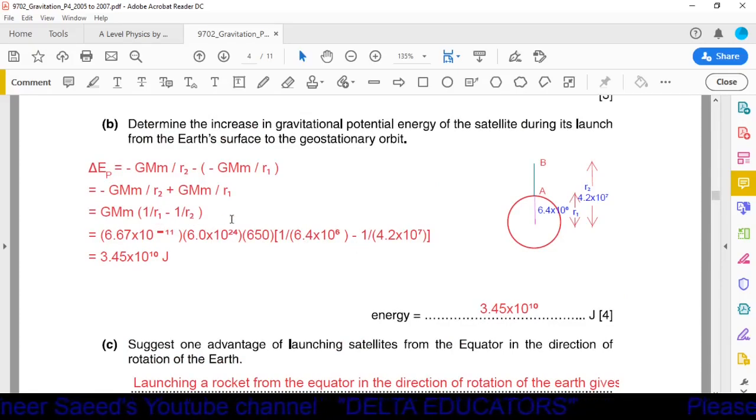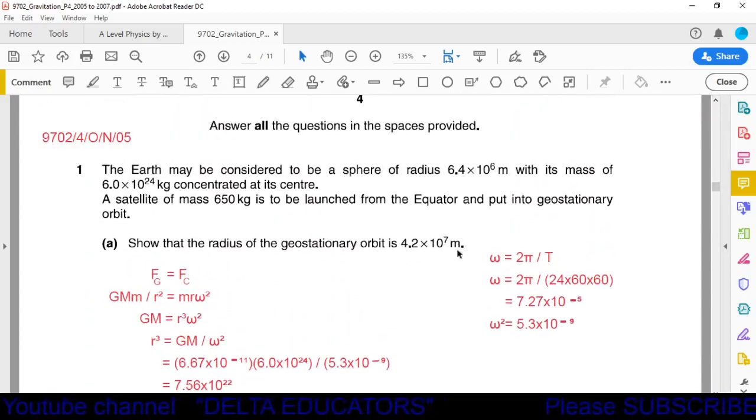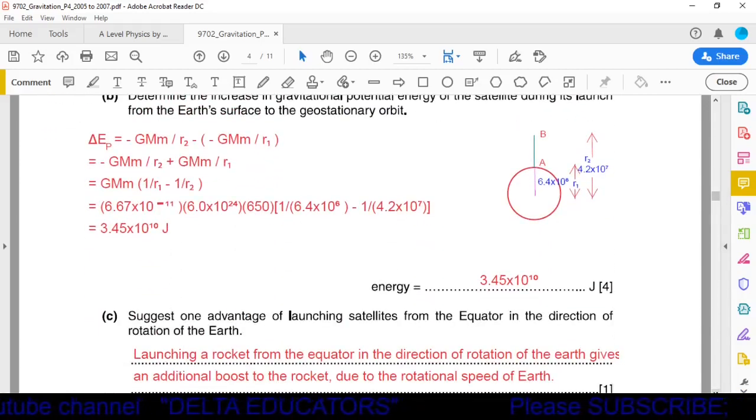Now R2 is the distance from the center of the Earth to the geostationary orbit. Means R2 is the distance from the center of the Earth to the point B, and this distance is given as 4.2 into 10 power 7. Okay, we have substituted all the values. Now by solving this one, we will get the answer 3.45 into 10 power 10 joules.